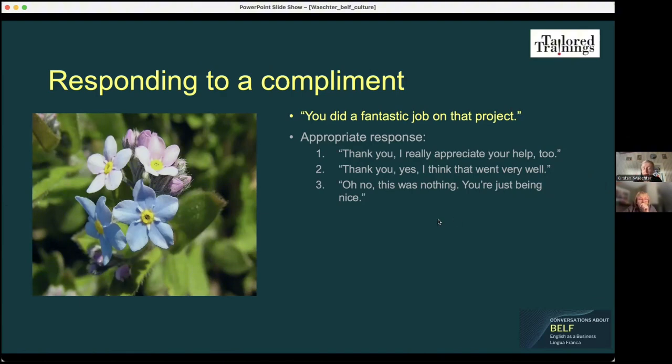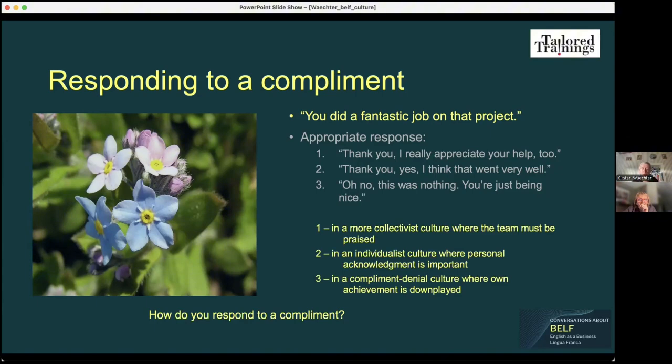What is behind each response? Number 1 is, of course, giving back the compliment: I really appreciate your help too. Number 2 is something where obviously the person says the praise is deserved: I achieved something, I know I did a great job. And number 3 is something where you try to play down the compliment. Maybe also because in your culture or in your business context, compliments aren't normal.